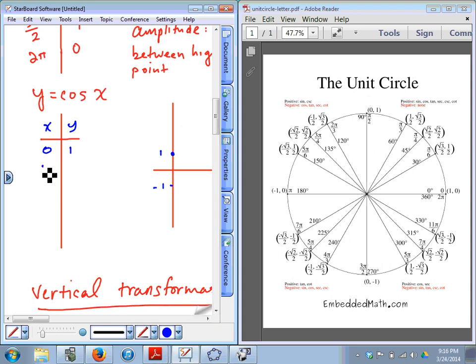Now using the same increments for x, we're going to have pi halves, and then pi, 3 pi halves, and then 2 pi. So if we go to pi halves, right up here, the x value is 0. If we go over here to pi, the x value is -1. If we go to 3 pi halves, the y value is 0. And if we go all the way around the unit circle to 2 pi radians, the x value is 1. So it's still a similar pattern, just starts in a different spot. Instead of going 0, 1, 0, -1, 0, it goes 1, 0, -1, 0, 1.